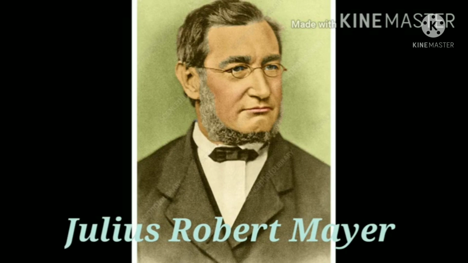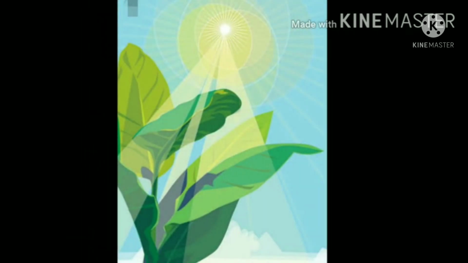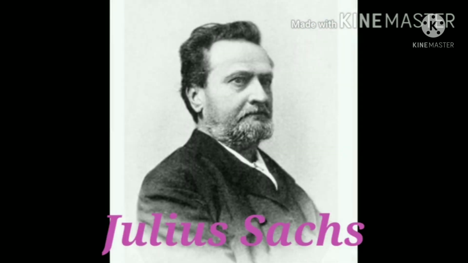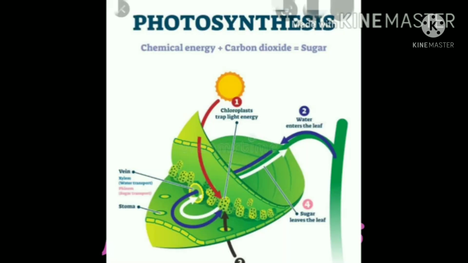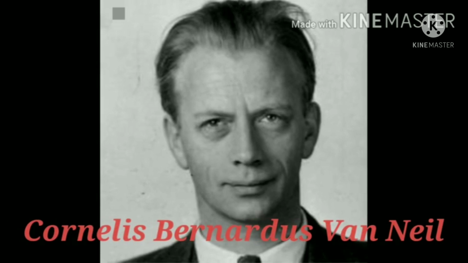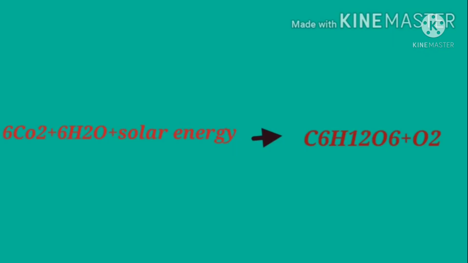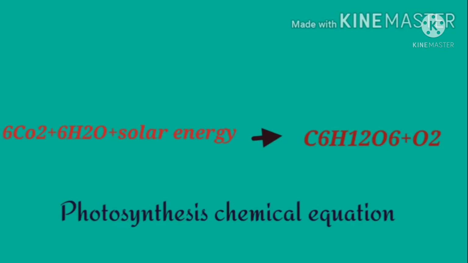Julius Robert Mayer proposed that plants convert light energy into chemical energy. Julius Sachs investigated how starch is produced under the influence of light and chlorophyll. C.B. van Niel proposed the general equation for photosynthesis. This led to the simplified general equation that is commonly used today.